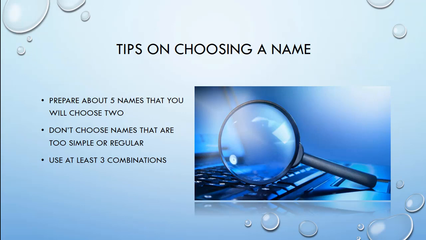Okay, so the next one is that you use at least 3 combinations. What this means is that you need to use at least 3 words to form your name. Let's say you want to use Sky Blue Technologies. Sky Blue will be 1 word, technologies will be 1 word, so you need to add a 3rd word, maybe solutions, maybe enterprises, maybe something. Okay, with that way you stand a better chance of somebody not using your name before, because your name really has to be unique.